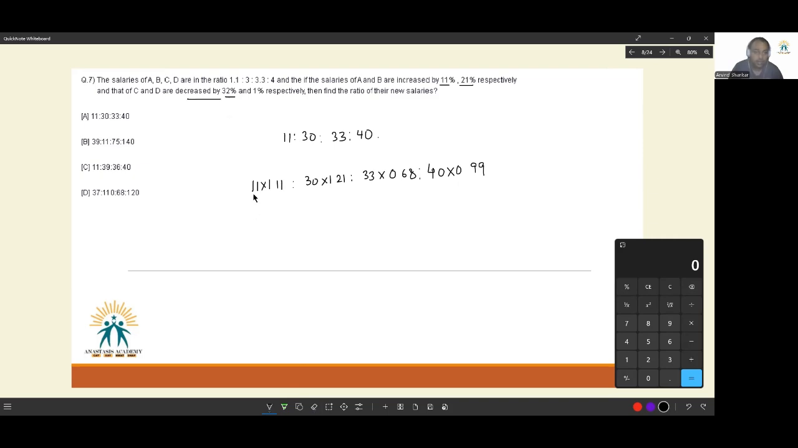Now you can see 11 is common throughout. I'll get rid of 11 from here. This will turn to 11. This will become 3. This will become 9. Now you can perhaps see 3 is also common everywhere. This will turn to 37. This will turn to 110. This will be reduced to 68. This will become 40 into 3 or 120. The final ratio obtained is, of course, option D. Very straightforward. Just that this is not a question worth using the calculator on. This is a question on which direct writing down of numbers is more than enough.